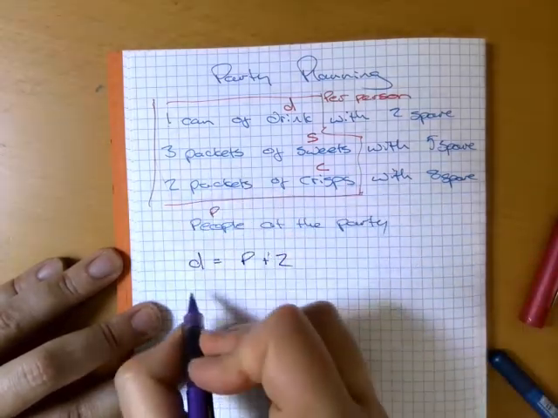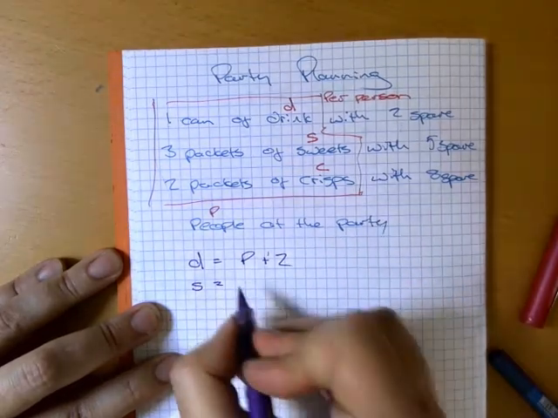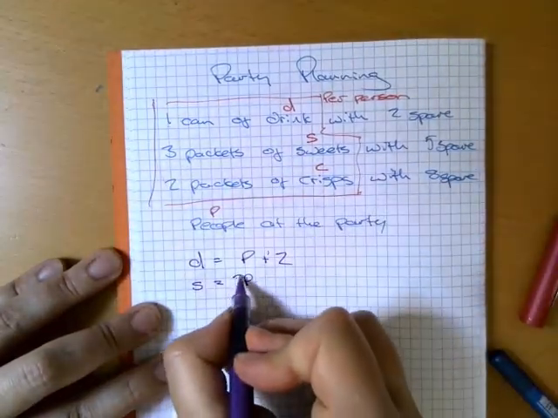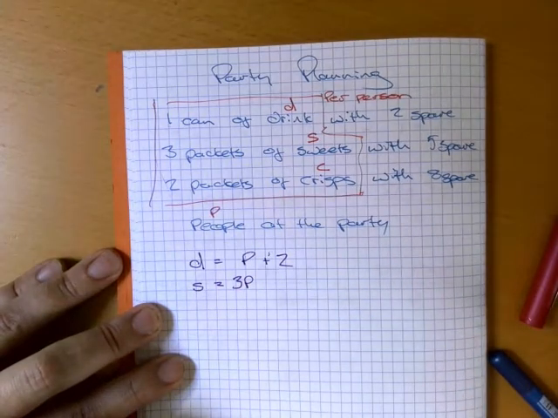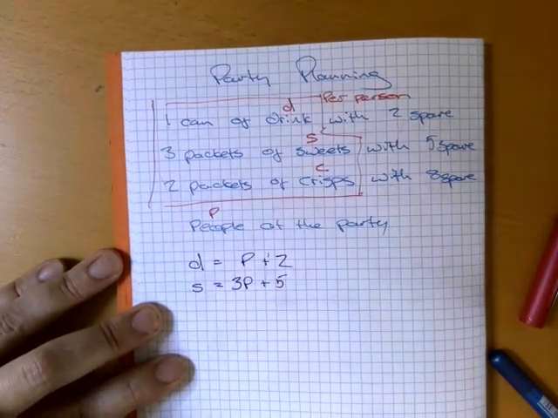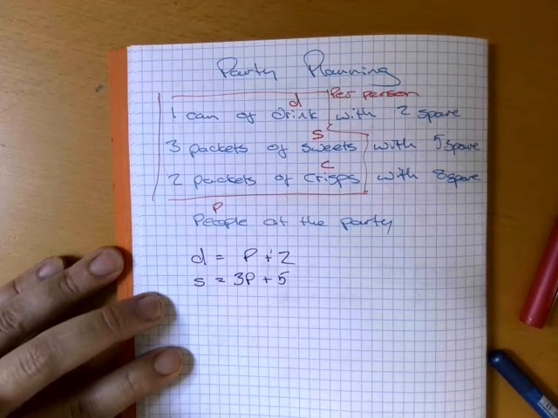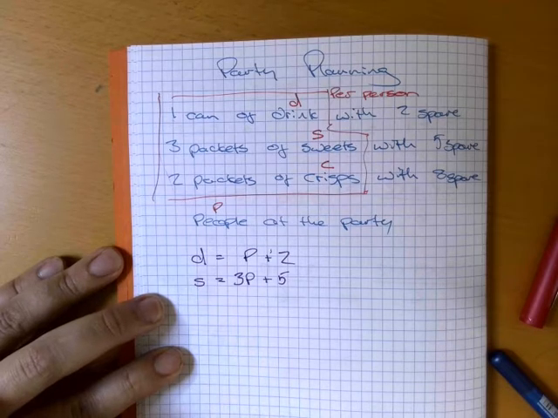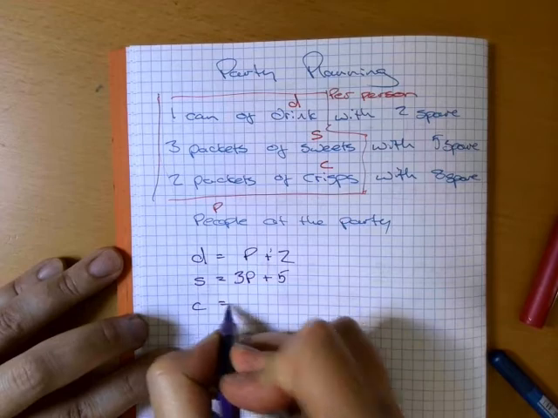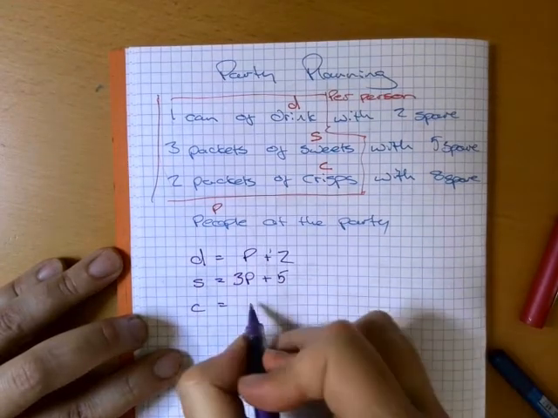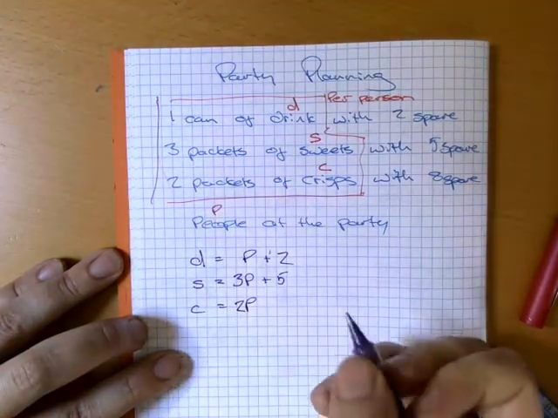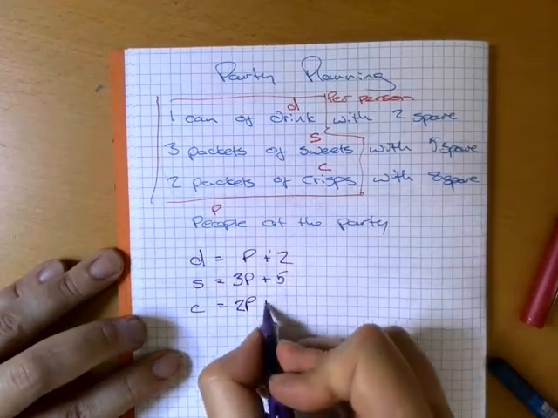If we do one for sweets, the number of sweets I'll need, well, the number of people at the party, each person is going to get 3 packets, so we're going to need to multiply that by 3. And I also need another 5 spare packets afterwards. So the sweets I need is 3 times the people, 3P, plus 5. And we can do the same with the crisps as well. Crisps is going to equal the number of people at the party, times by 2, because each person gets 2 packets, plus the 8 spares that I'm going to need.